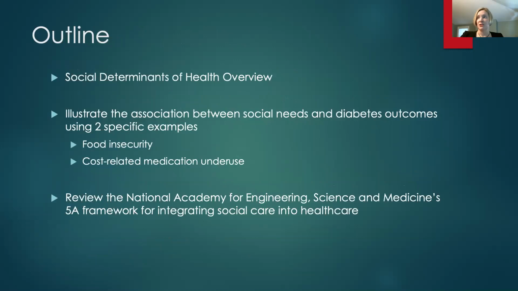In the outline of the talk this morning, we will be starting with an overview of social determinants of health, what they are, how they apply to diabetes with reference to St. Louis specific data. We'll spend the bulk of the talk reviewing evidence on two specific examples of social needs with particular relevance to diabetes care, food insecurity and cost-related medication underuse. And then finally, we will review the National Academy of Engineering, Science, and Medicine's 5A framework for incorporating social care into healthcare with some specific examples related to diabetes-specific care.